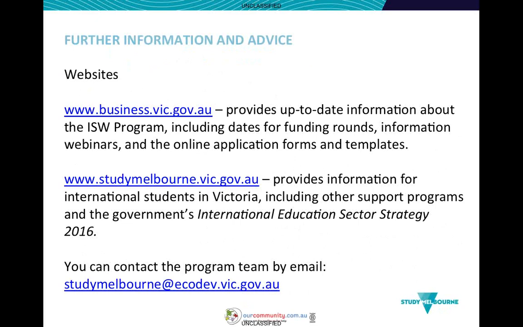In terms of an application, your application is a portal application through our Business Victoria website. You will be required to register on the Business Victoria website. That allows you to actually access the application form, and it allows you to save your document as you're going through and completing it, and then go back to it so that you can complete it prior to finally submitting.